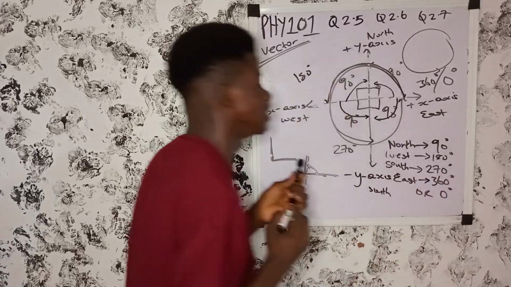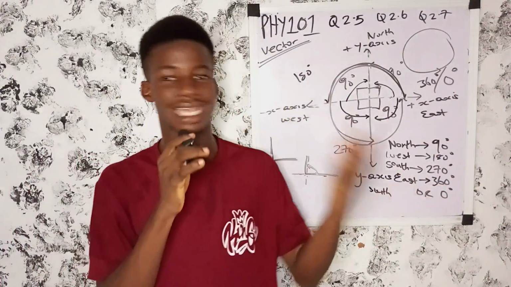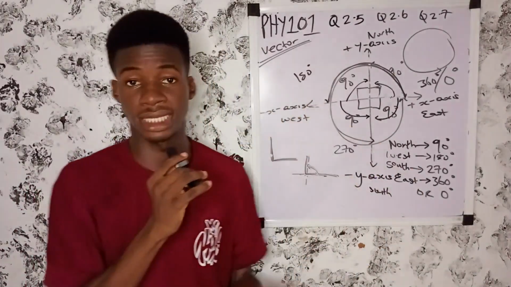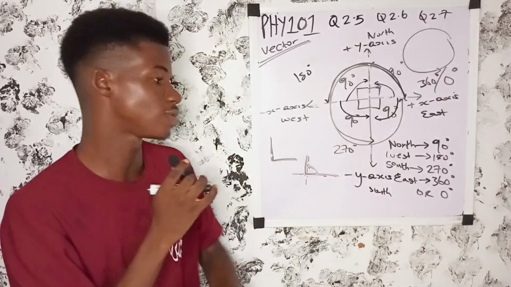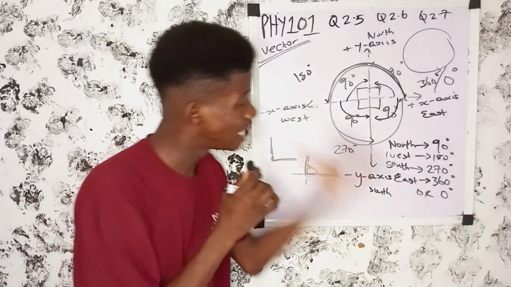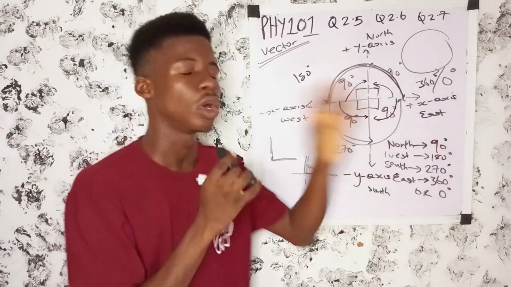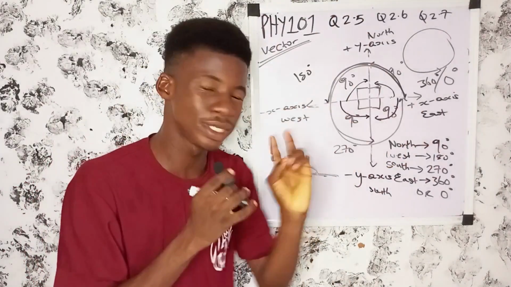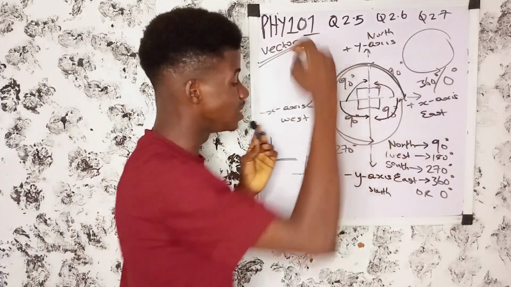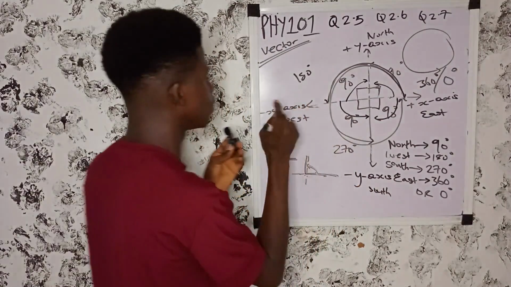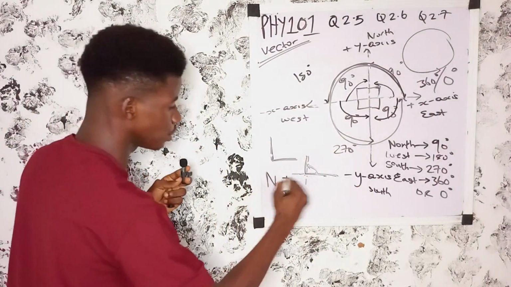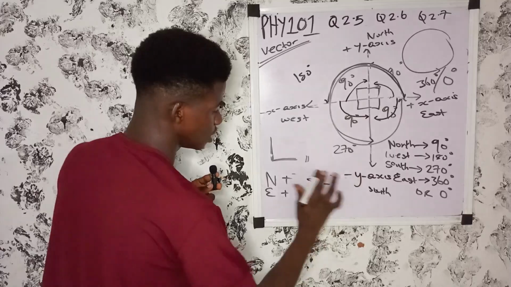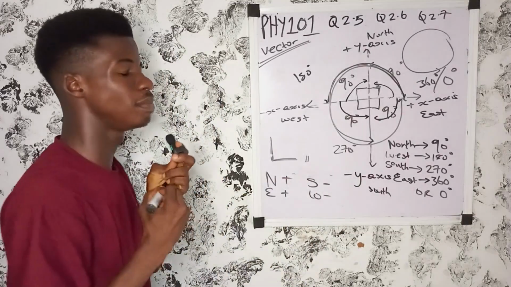In all these things I mentioned, the important thing you need to take note of is that north is 90 degrees, west is 180 degrees, south is 270 degrees, and east is 360 degrees, or 0 degrees. Apart from that, north is positive, east is positive, south is negative, and west is negative. Please take note of this.